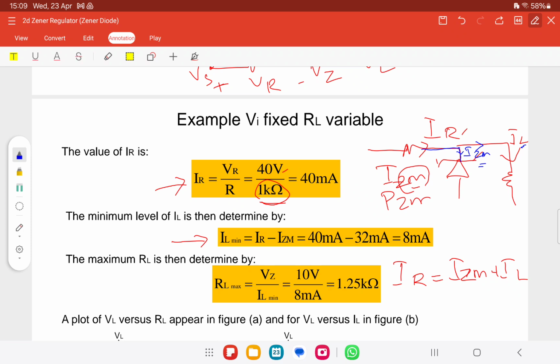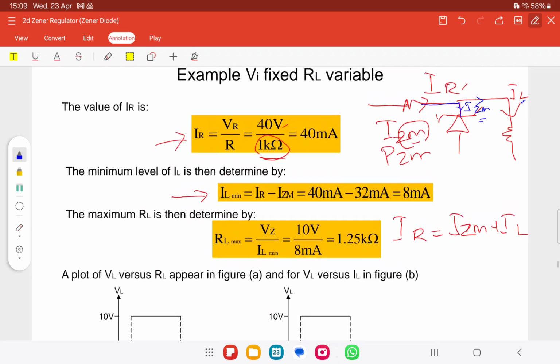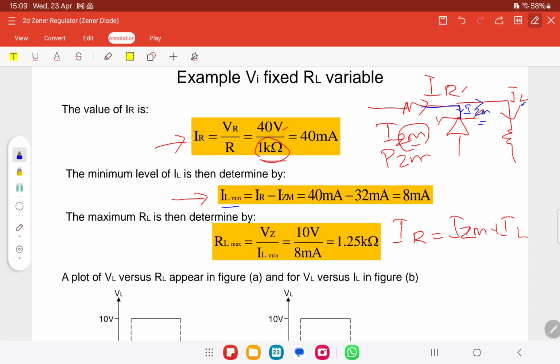Okay, so this one, that is why kita ada IL min kat sini. Okay, because here kita assume kita ambil the maximum value. IZM is the maximum current can flow in the diode, so that diode tu tak rosak. If it exceeds the IZM, diode akan damage. Okay, alright, so that is why kita ada IL min.